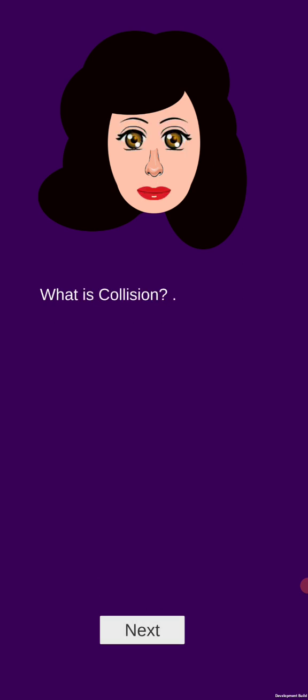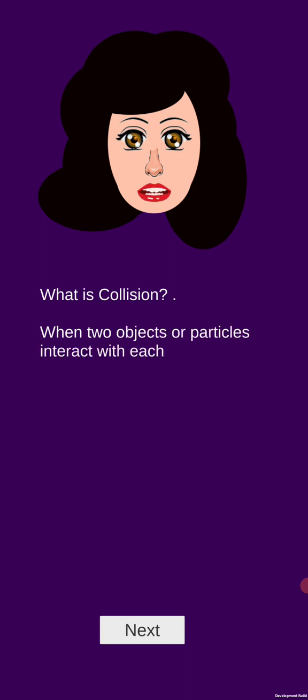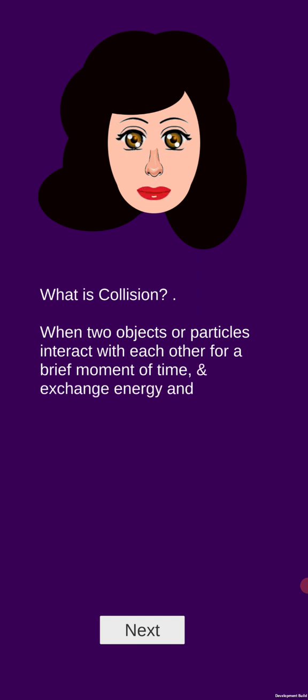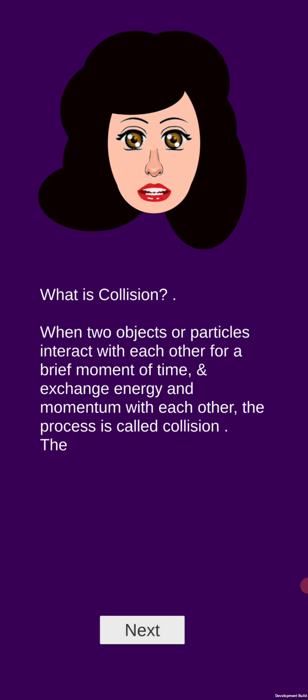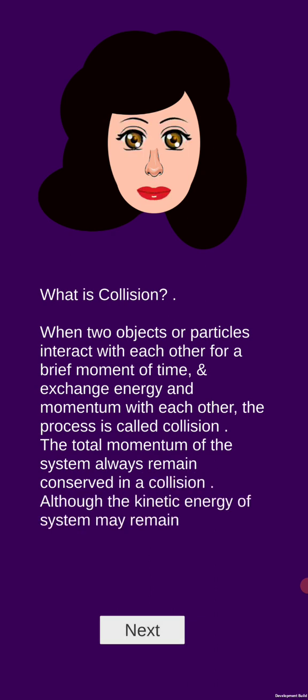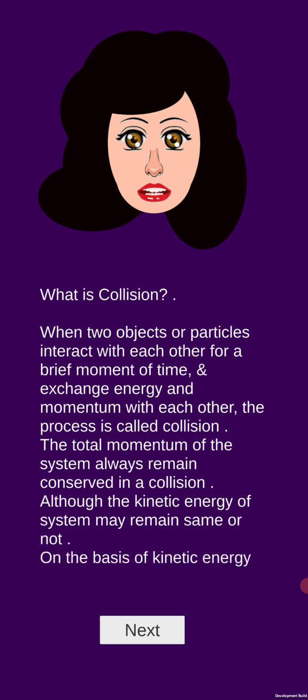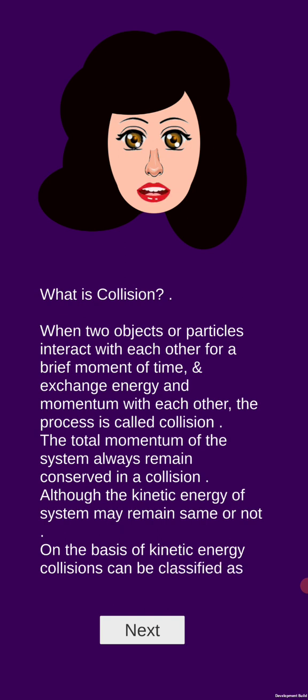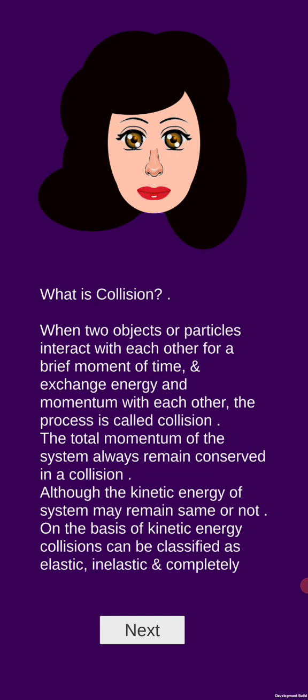What is collision? When two objects or particles interact with each other for a brief moment of time, and exchange energy and momentum with each other, the process is called collision. The total momentum of the system always remains conserved in a collision, although the kinetic energy of the system may remain the same or not. On the basis of kinetic energy, collisions can be classified as elastic, inelastic and completely inelastic collisions.